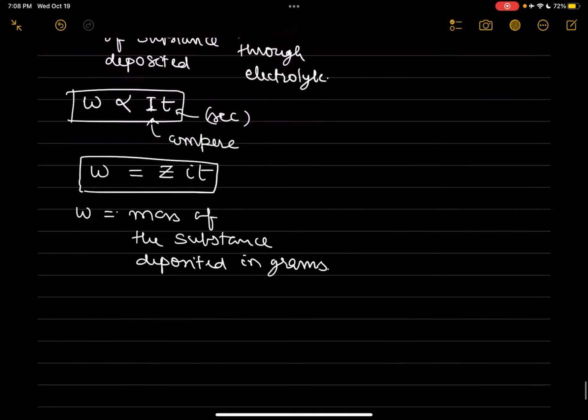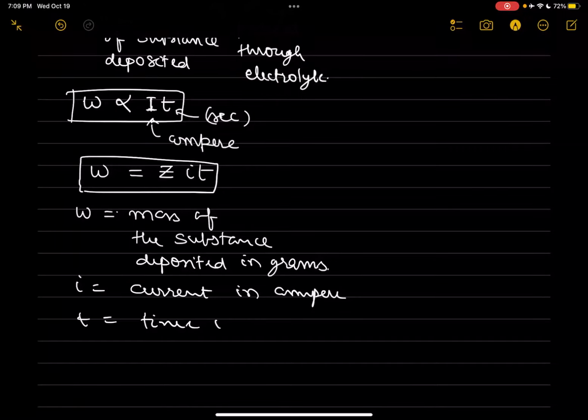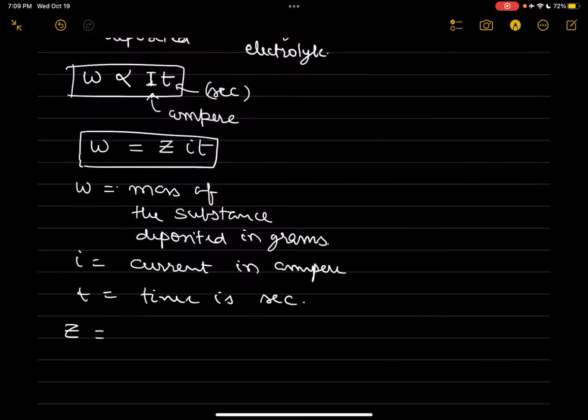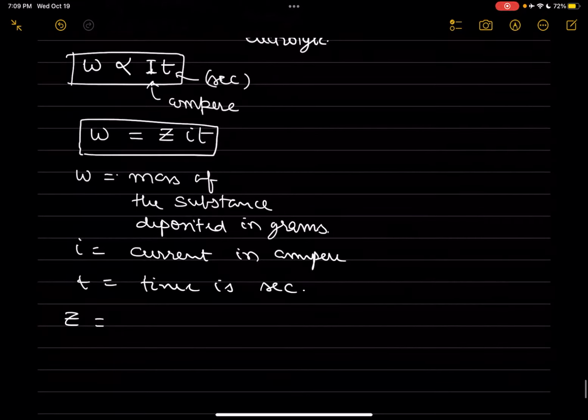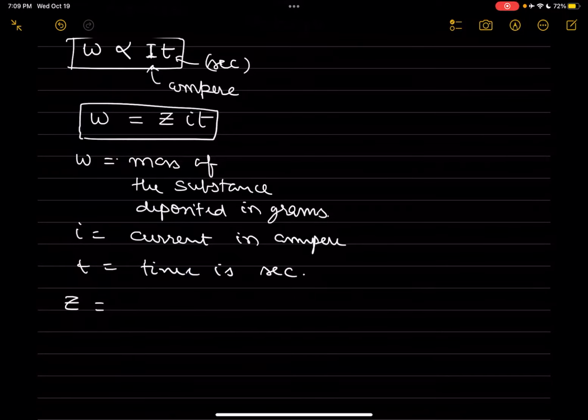In grams. And I is the current in ampere. T is the time in seconds. And what is Z? This is very important. What is Z? Can any one of you tell me? Constant. Yeah. And this constant is known as the electrochemical equivalent of that substance which is getting deposited.